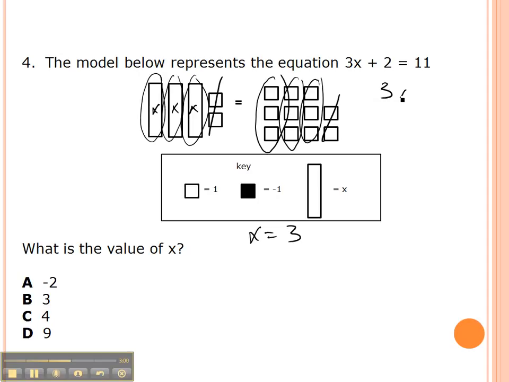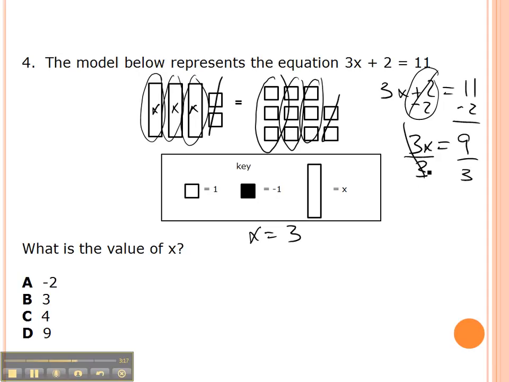Using the equation, it would look like this. Subtract 2 from both sides. Plus 2 minus 2 is 0, so I just have 3x equals 9. Undo multiplication with the inverse operation, which is division. So divide both sides by 3. 3 over 3 is 1, so we just have x on this side equals 9 divided by 3, which is 3. Same answer. So it must be right.